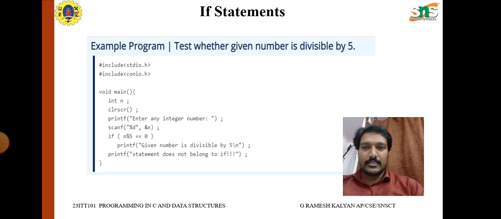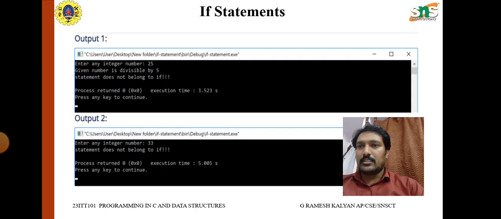So a particular integer is taken as input from the user and it is divided by 5. If it gives 0, then it is divisible by 5, or else it is not. This is the condition. In this, the user enters the number 5. As it is divisible by 5, we display the message that the given number is divisible by 5. The statement does not belong to if. So this is the output.